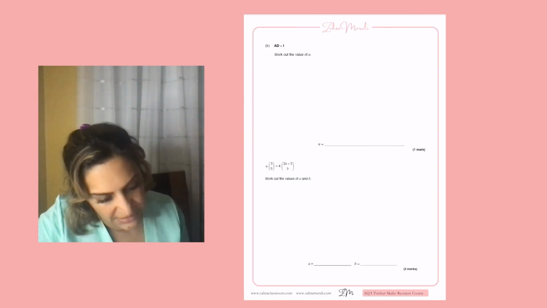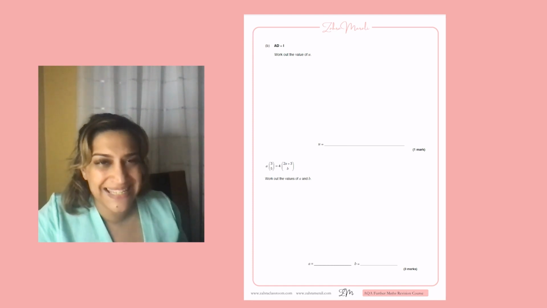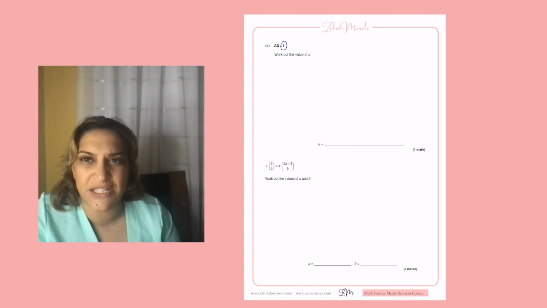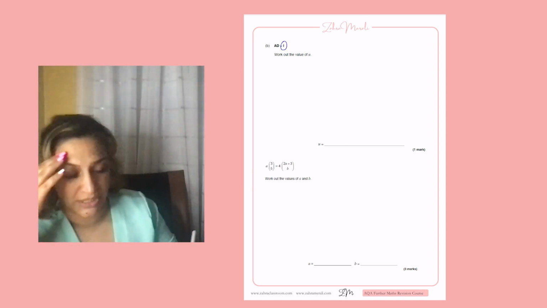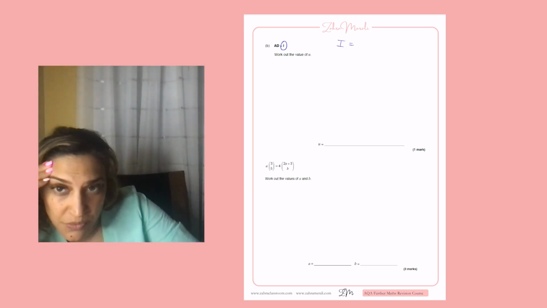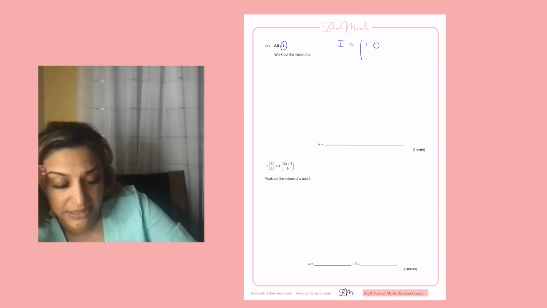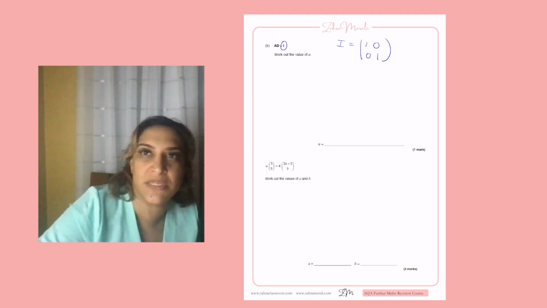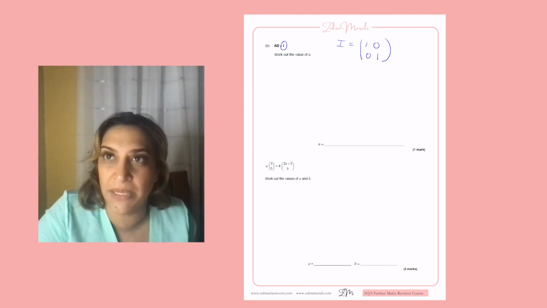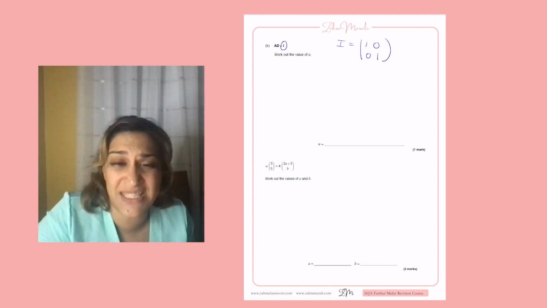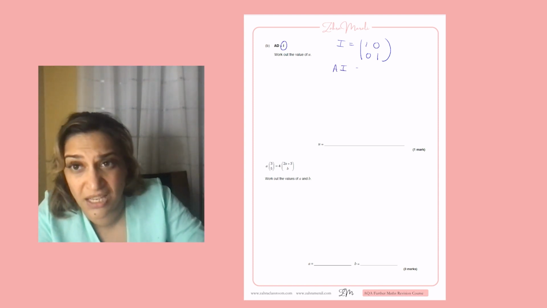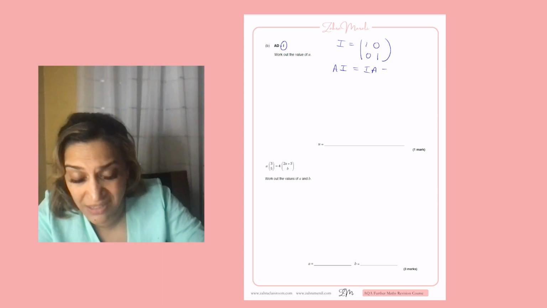Excuse my voice. And then we've got AD equals I. Now what does that I mean? That's your identity matrix. So I equals (1, 0; 0, 1). Essentially it's like timesing by 1 for matrices. When you multiply by I, you just end up with the same thing. So if I have A multiplied by I, I'm going to end up with I multiplied by A, which is just A.